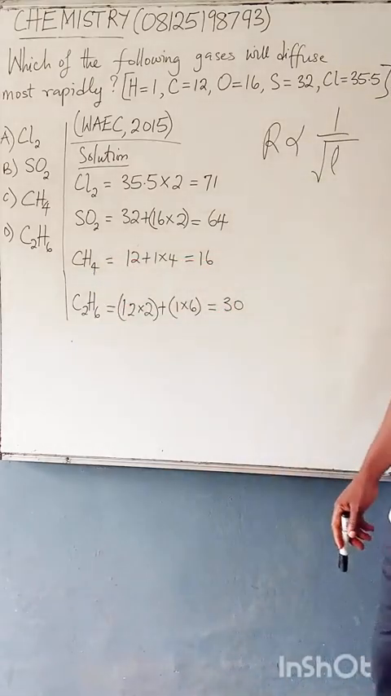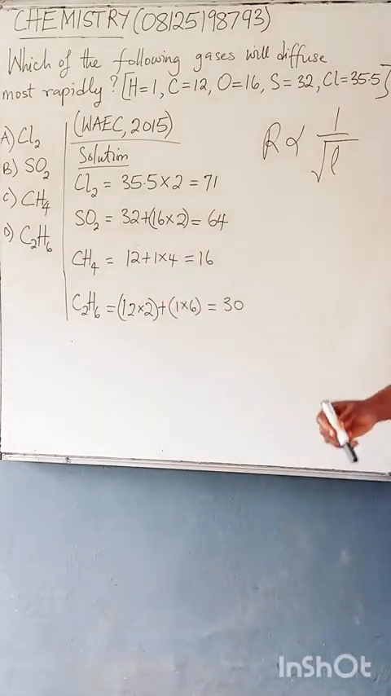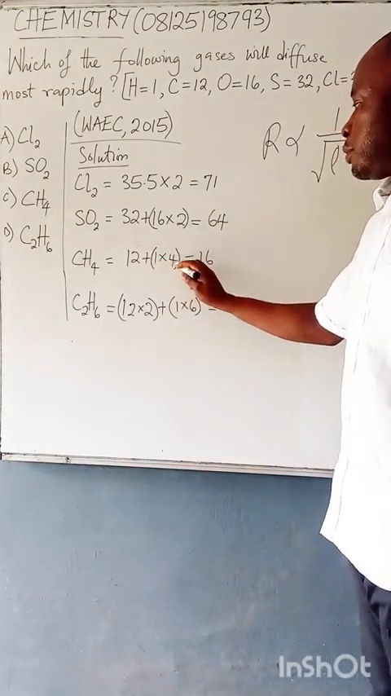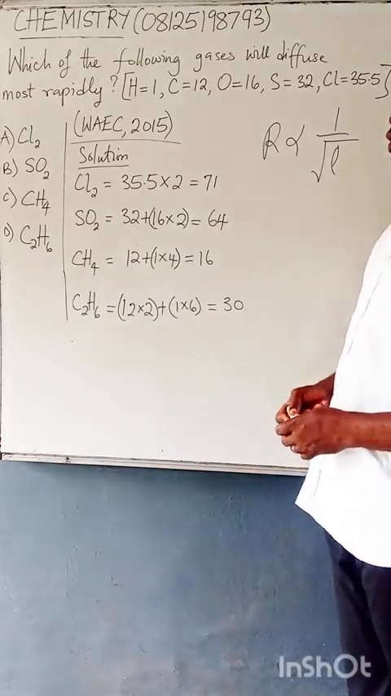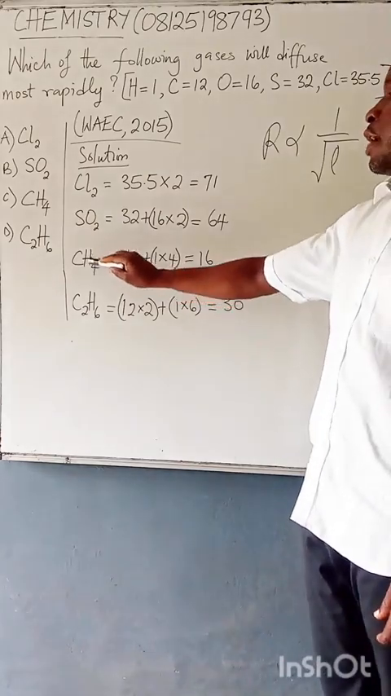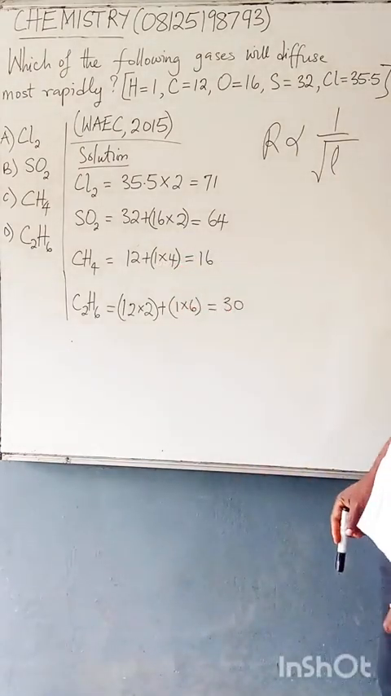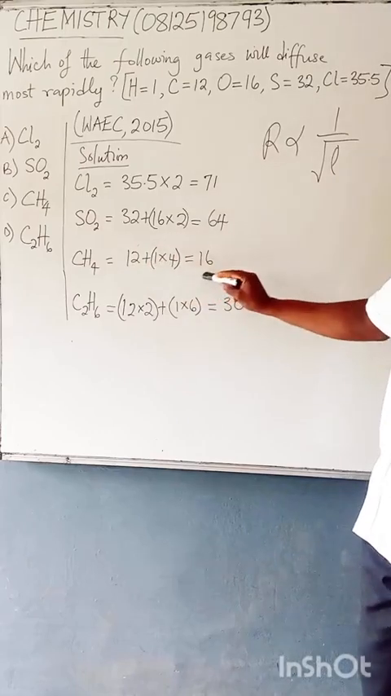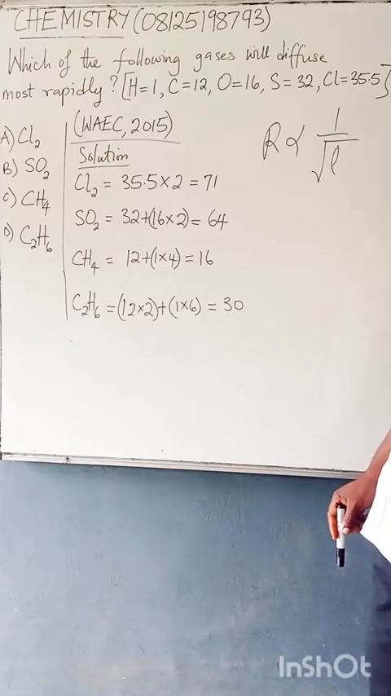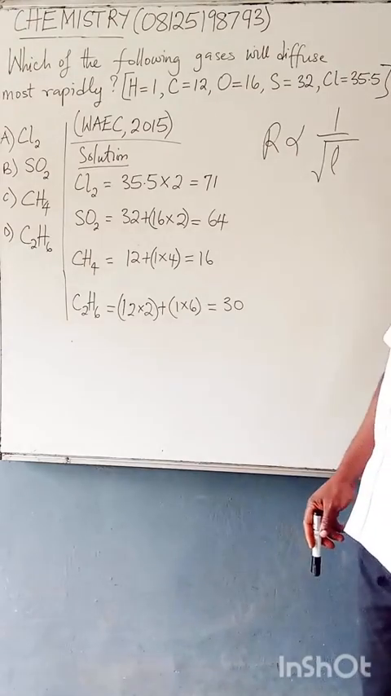Methane, CH4. Atomic mass of carbon, 12, plus atomic mass of hydrogen, 1, times what? Times 4. Why are we multiplying by 4? Because there are 4 atoms of hydrogen in this compound. So 1 times 4, 4, plus 12, 16. Is that clear? Then we'll come to ethane, the last compound here, the last gas.